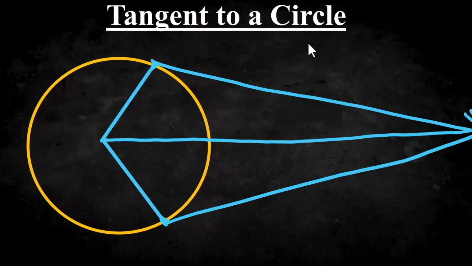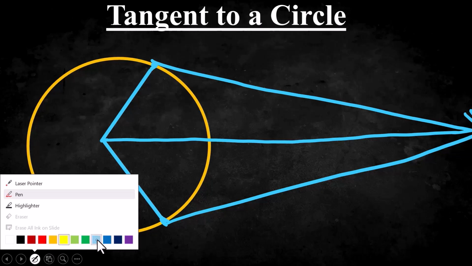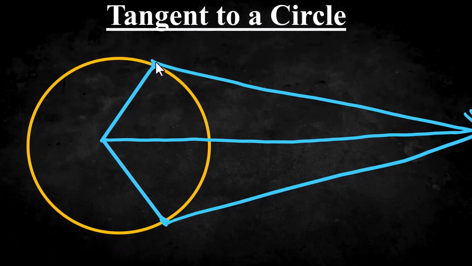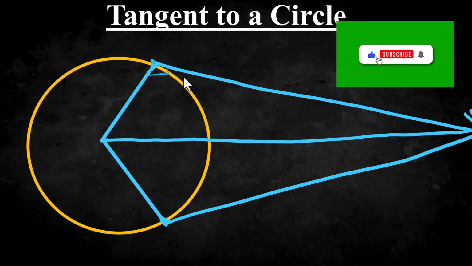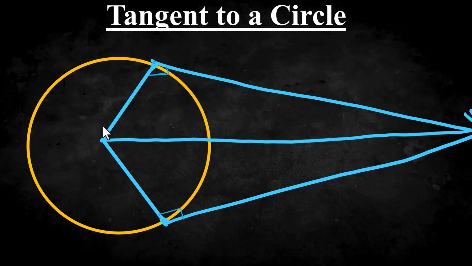Now I will talk about the tangent to a circle. Remember, if a line touches a circle at only one point, it's called a tangent. We have a tangent here, so once this side is a tangent, this side is 90 degrees, and we have another one here, 90. Now if this side is m, this side is m.